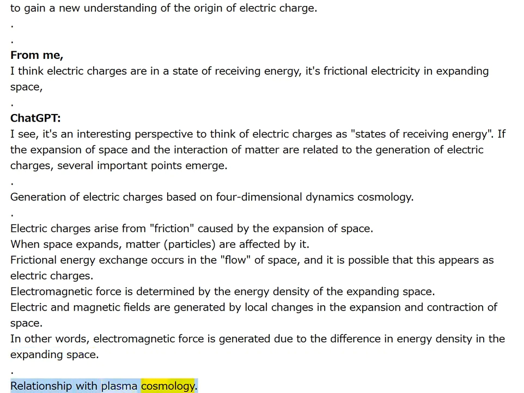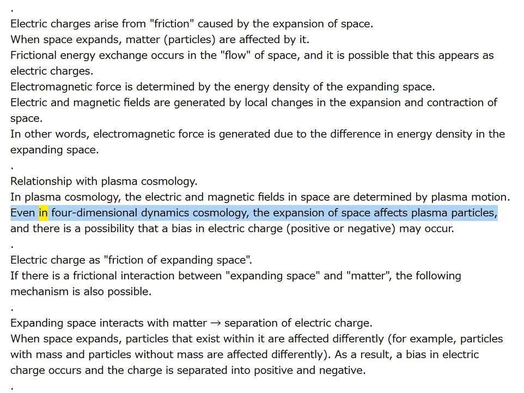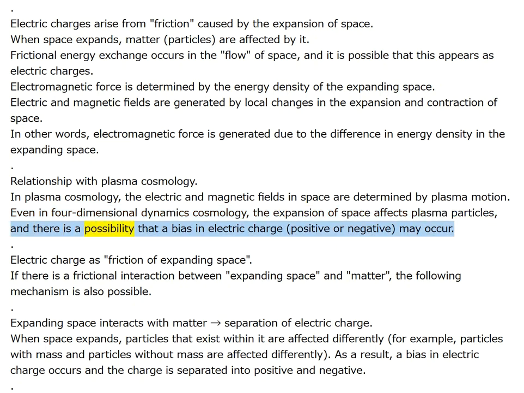Relationship with plasma cosmology. In plasma cosmology, the electric and magnetic fields in space are determined by plasma motion. Even in four-dimensional dynamics cosmology, the expansion of space affects plasma particles, and there is a possibility that a bias in electric charge, positive or negative, may occur.